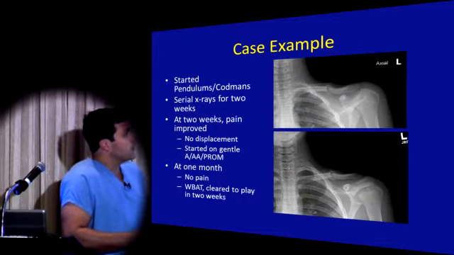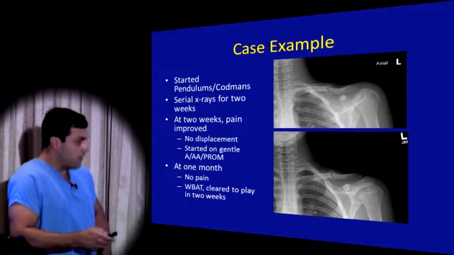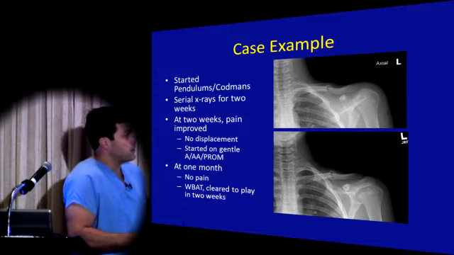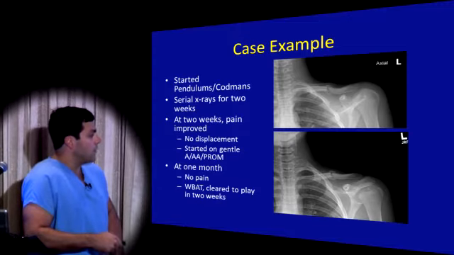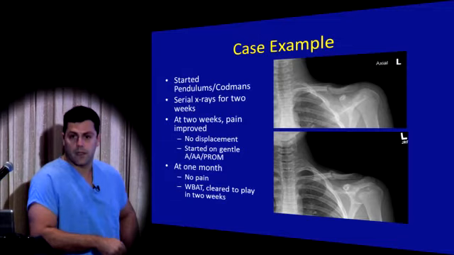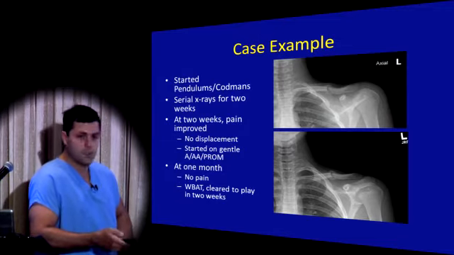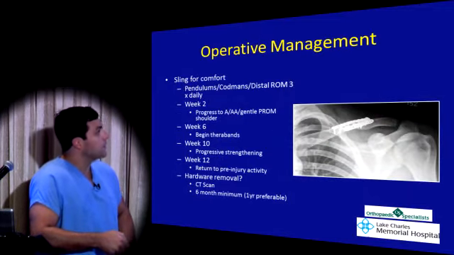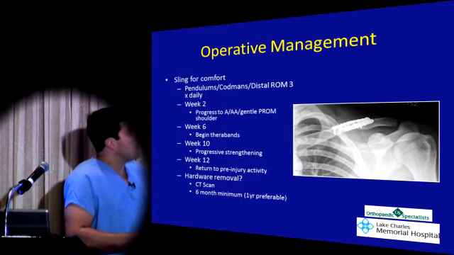We started pendulums and Codmans, serial x-rays for 2 weeks. At 2 weeks, his pain improved. There hadn't been any displacement. In fact, it actually looked more aligned. And by 1 month, he had no pain. He was cleared to play 2 weeks from then, at 6 weeks. So this 13-year-old is back to doing everything.